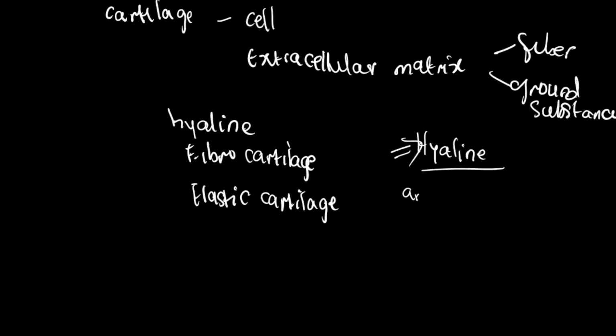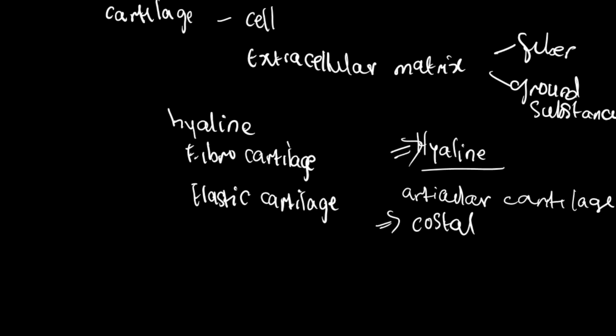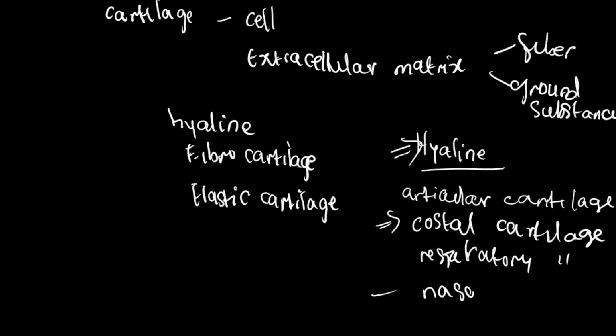They could be on articular surfaces, forming articular cartilages, majorly covering the ends of the bones that form movable joints, and then they could form part of the costal cartilage, the cartilage that joins the end of the rib to the sternum. We also have them as respiratory cartilages, so they form part of the larynx. We also have them as nasal cartilage, so the cartilaginous part of the nose is formed by hyaline cartilage.